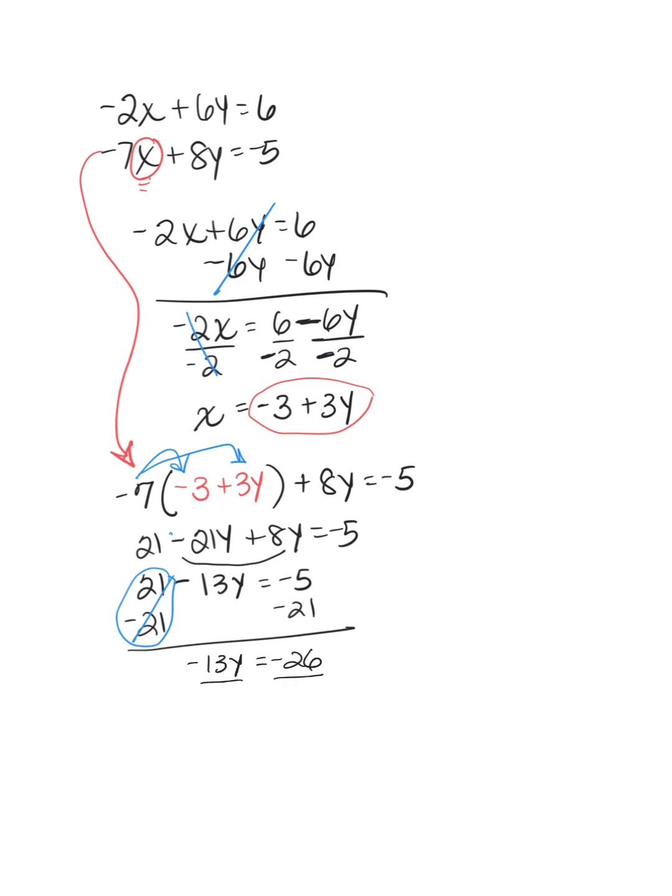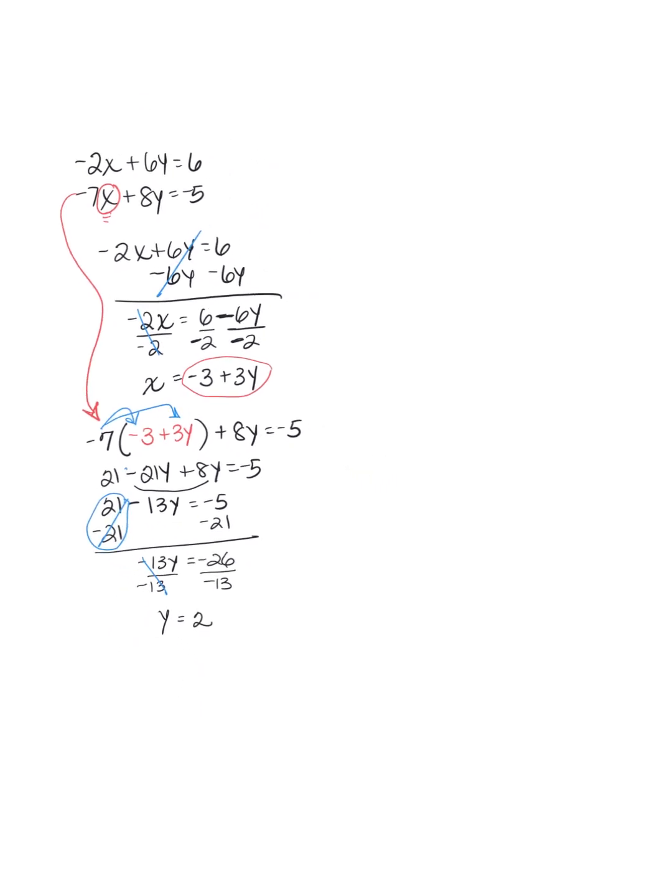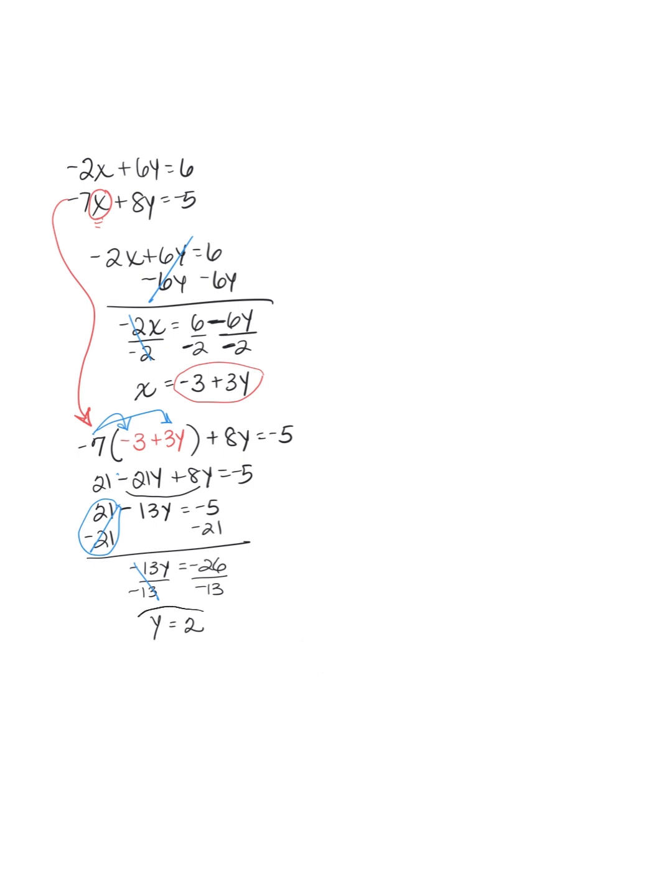One more step. We need to get rid of the coefficient. That y is being multiplied by -13, so the inverse operation is to divide by -13. Any number divided by itself is 1, so that's essentially gone. So that leaves us with y equals positive 2. And we're halfway done. So we're going to take this 2.